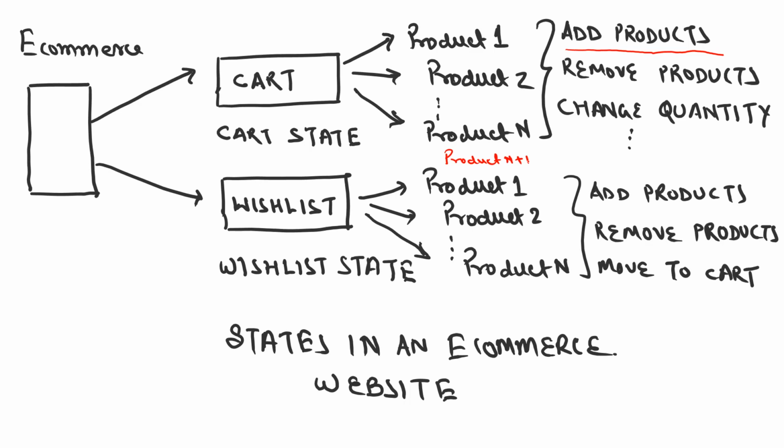And if we want to remove a product from our state, the task of the reducer is to remove the product when we have performed an action known as remove products. And when we perform an action known as change quantity, it's the task of the reducer to go and look in the cart state for the product for which we want to change the quantity.